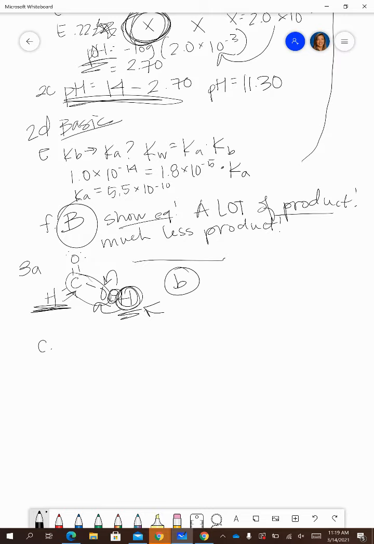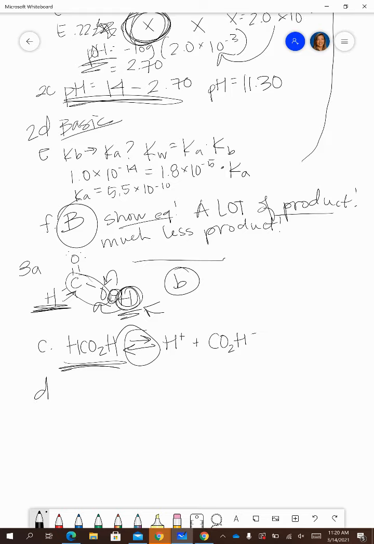C, people did an okay job. Here's what I saw from people most commonly. This is what I saw a lot. Why is this wrong? Because formic acid is not one of our 7 strong acids. So you have to have equilibrium arrows on C.